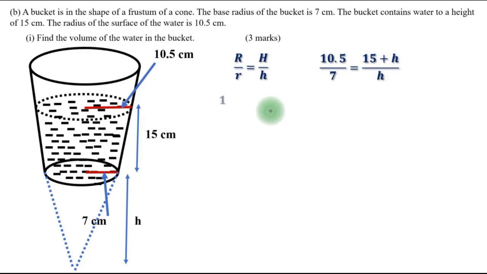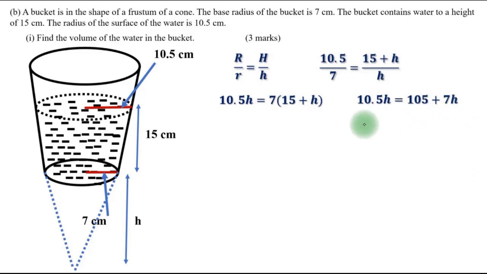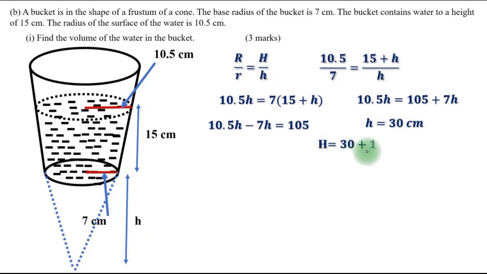So cross multiply, we get 10.5h equal to 7 times (15 plus h), close the bracket. This is the same as 10.5h equal to 7 times 15 is 105, then 7 times h is plus 7h. So 10.5h minus 7h will be equal to 105. Subtract this, we shall get h is 30 centimeter. So the height of the bigger cone will be 30 plus 15, which is 45 centimeter.